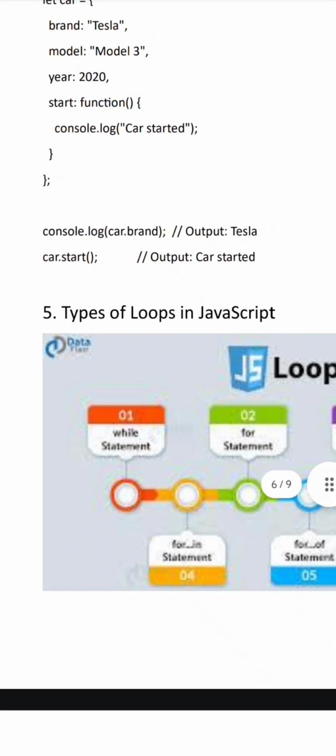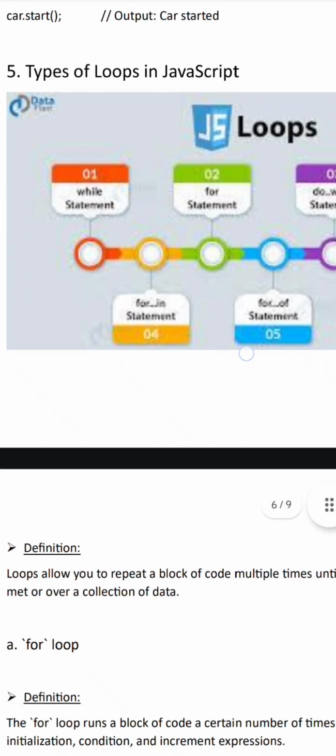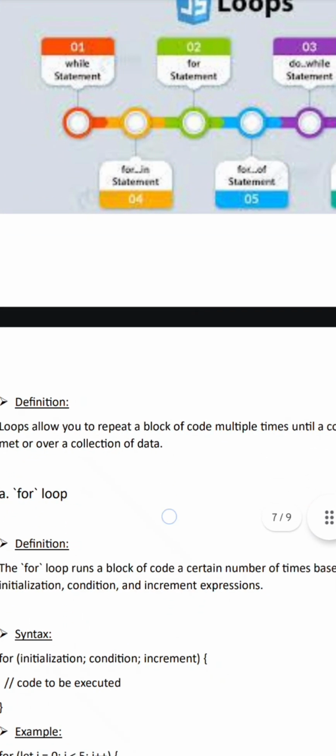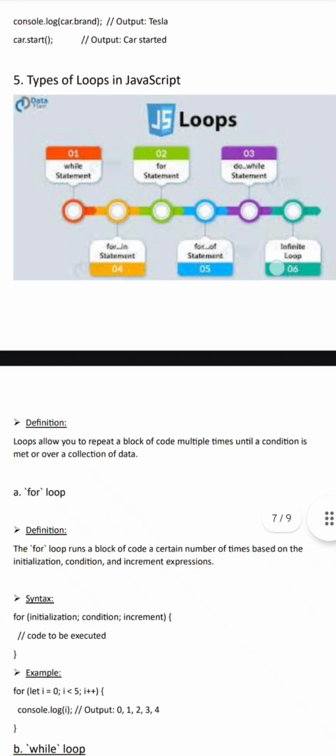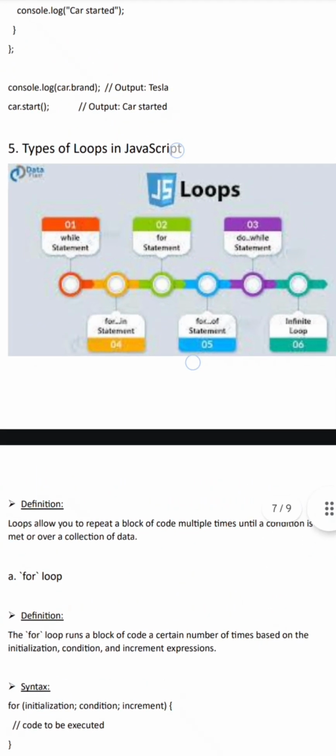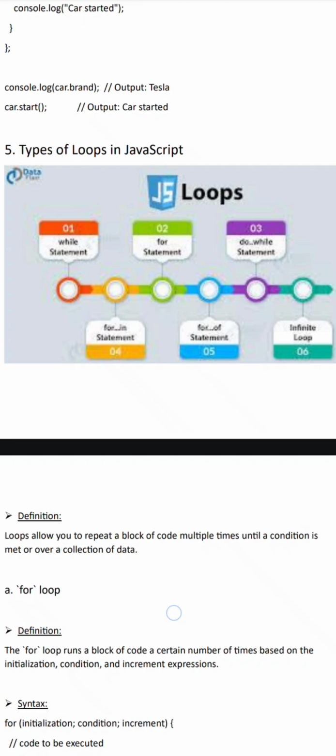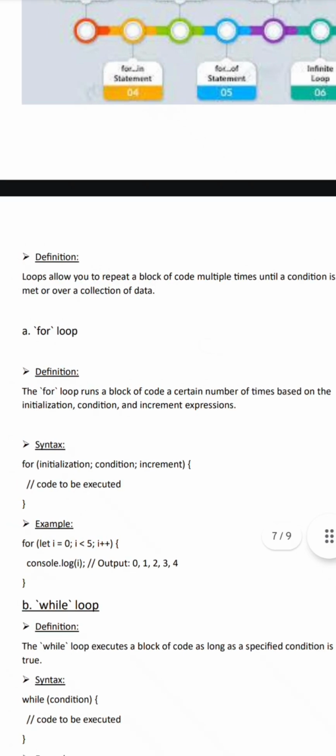Next one, types of loops in JavaScript. Loops allow you to repeat a block of code multiple times until the condition is met or over a collection of data. There are many types of loops: while loop, for loop, do while loop, for in statement, for of loop, infinite loop. Firstly, we can see the for loop.